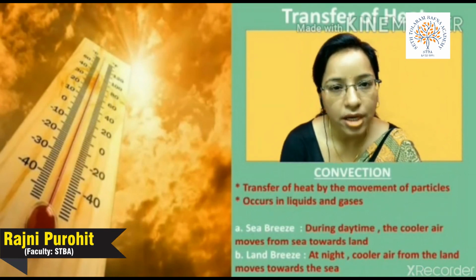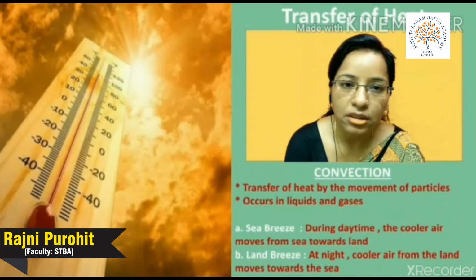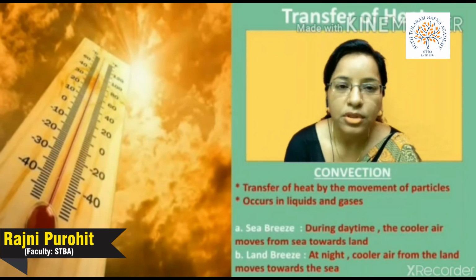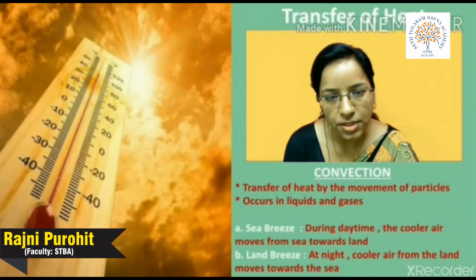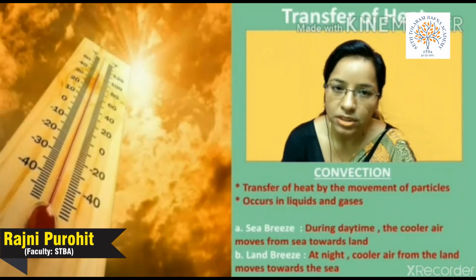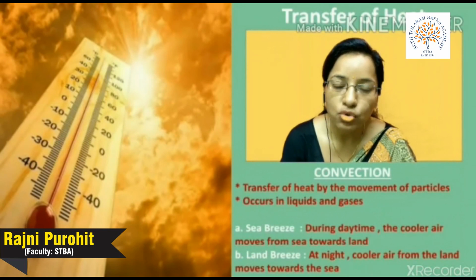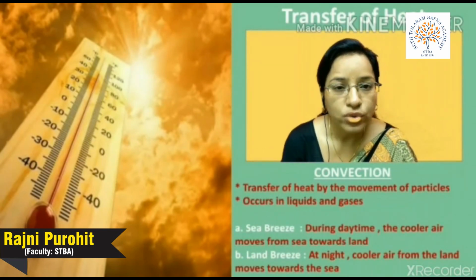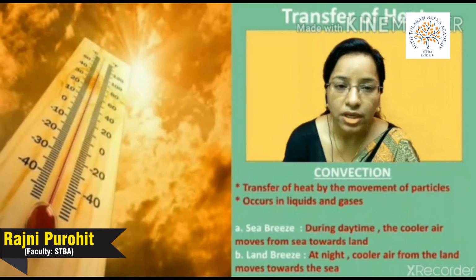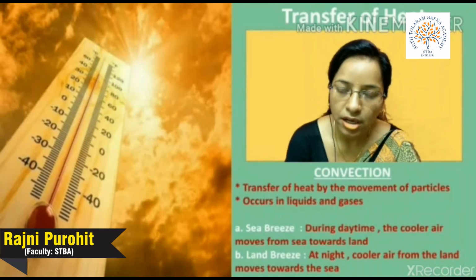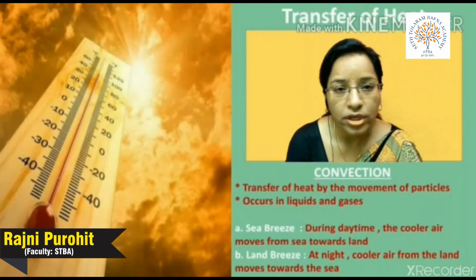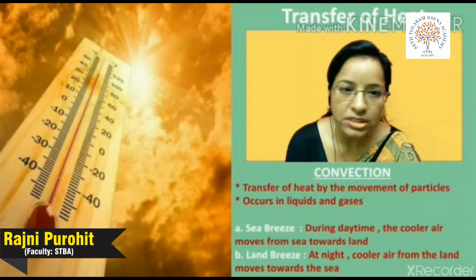Sea breeze. Now we will see how convection currents are responsible for sea breezes. During daytime, the land becomes more heated than the sea, and the air over the land becomes warmer and starts moving upward, and the cooler air over the sea starts moving towards the land to take its place. In this way, a complete cycle goes on from the land towards the sea and from the sea towards the land. The cooler air coming from the sea towards the land is known as sea breeze.